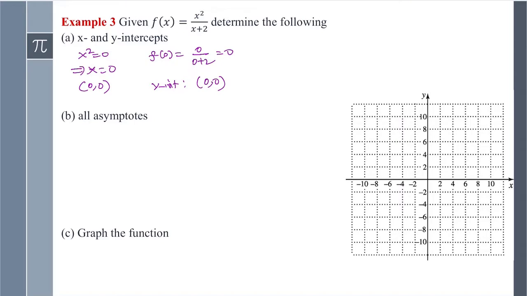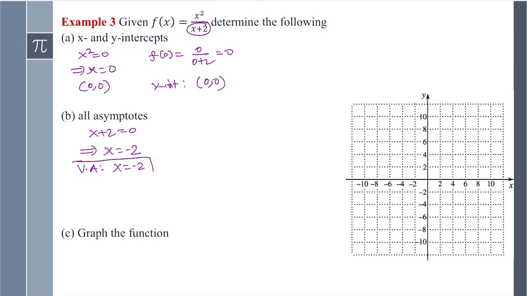Now to find the vertical asymptote, we'll take the denominator and set it equal to 0. There's no common factor. We clearly see that. So x plus 2 equals 0, and that gives us x equals negative 2. So that is the vertical asymptote, which is x equals negative 2.